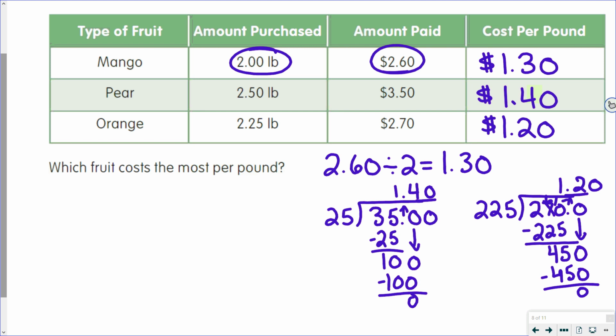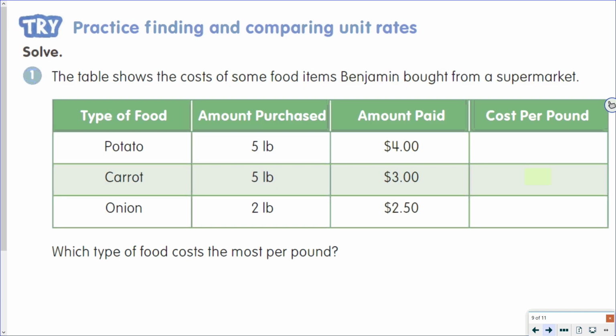So, which fruit costs the most per pound? Well, the most per pound is the pear. At $1.40. All right, go ahead and pause the video here. Work this problem, and when you have the 3 costs per pound filled in, and you've determined which costs the most, resume playback.